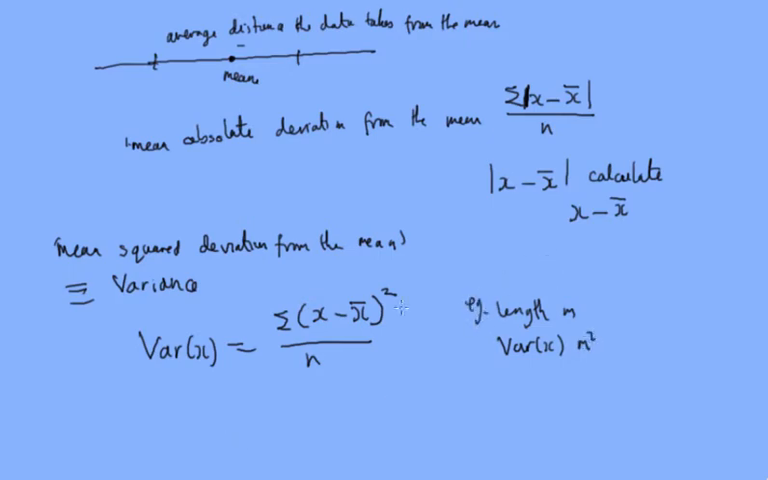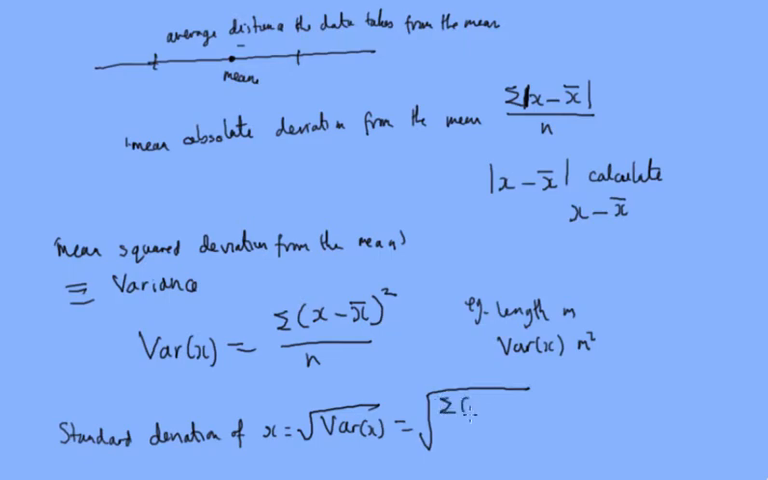So to make it easier and to have the units the same, we'll more often use what's called the standard deviation. So the standard deviation of x is equal to the square root of the variance, which is equal to the square root of the sum of x minus the mean squared over n.